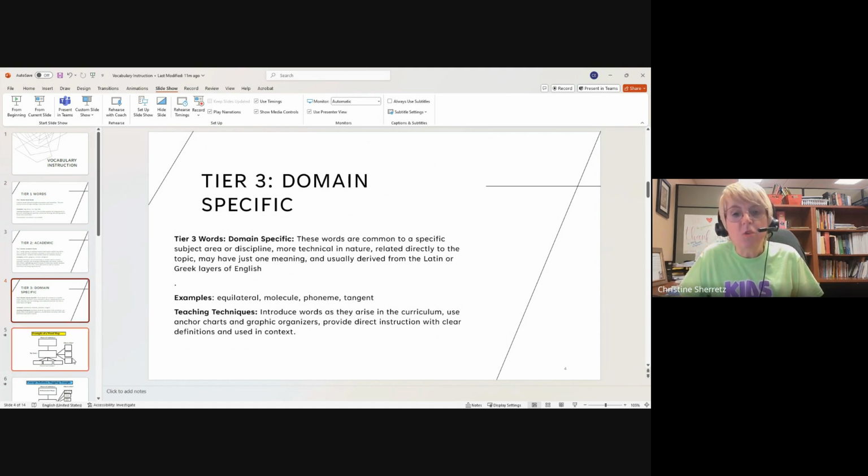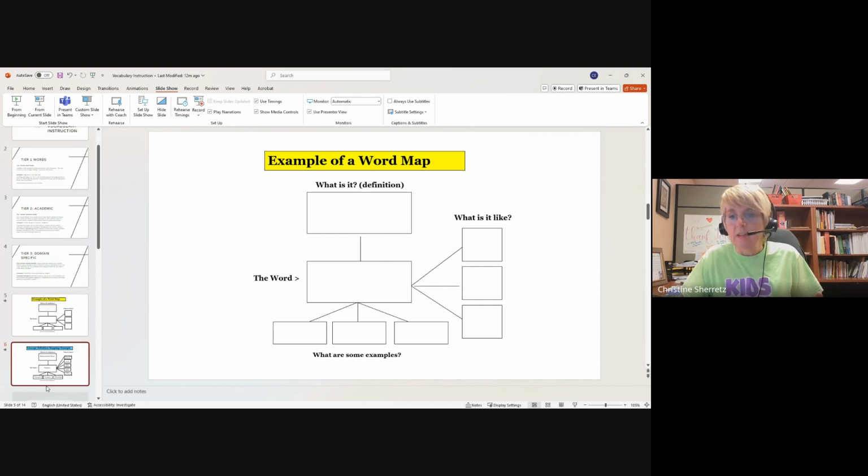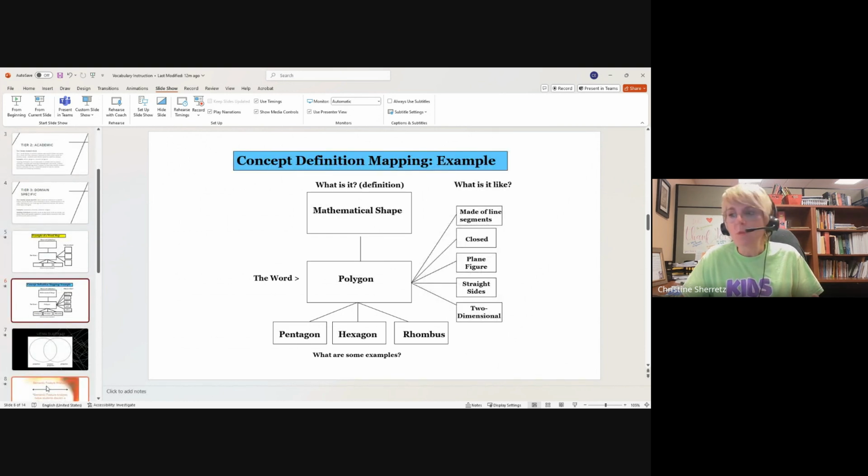So let's talk about a few strategies. One great strategy is a word map. This is an example of a word map where you're going to put the word in the middle, you're going to write the definition, and then you're going to give examples of the word, and then you're going to explain what it is like. So here's an example. If we were teaching the word polygon, that's a math term, right? Well, we know that a polygon, what's it like? Well, a polygon is made up of line segments. So a student has to know what a line segment is.